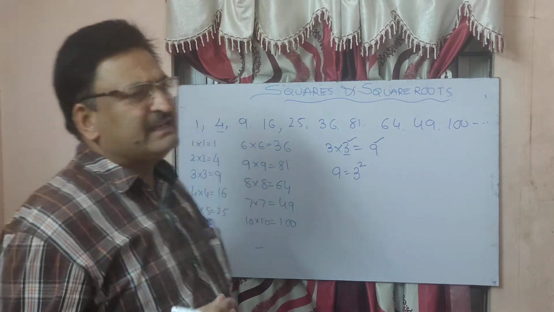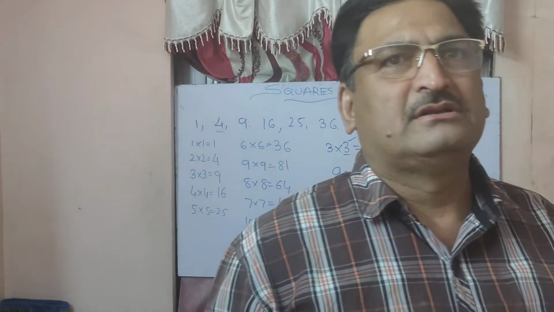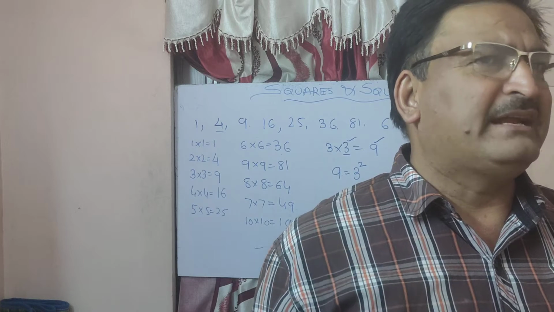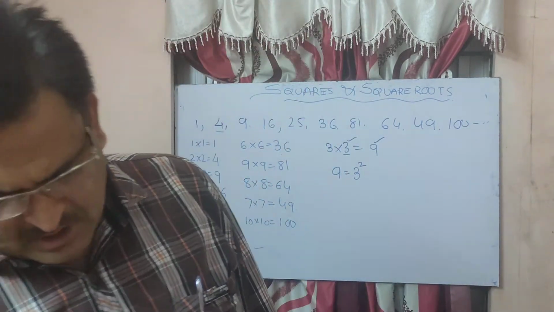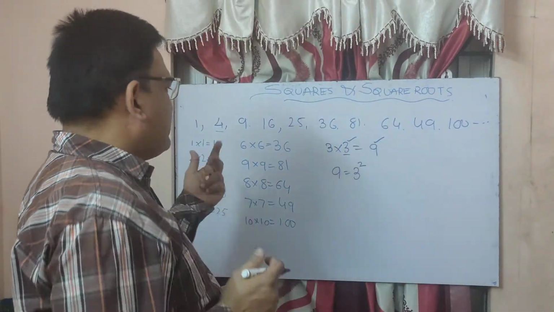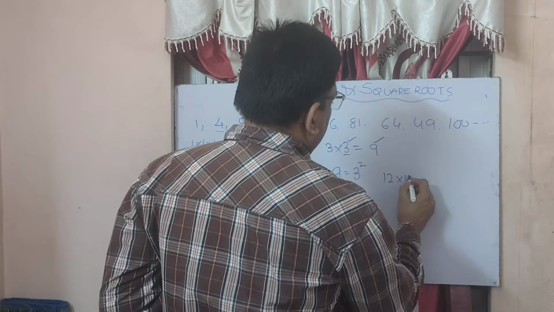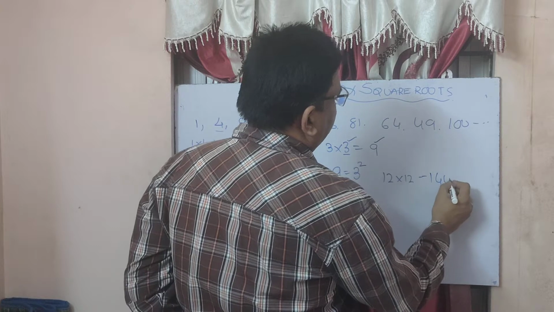Square means a number is multiplied two times. If you multiply the same number twice, the result will be a square number. There are many. So what is the square of 12? You have to multiply 12 into 12, so you will get 144.